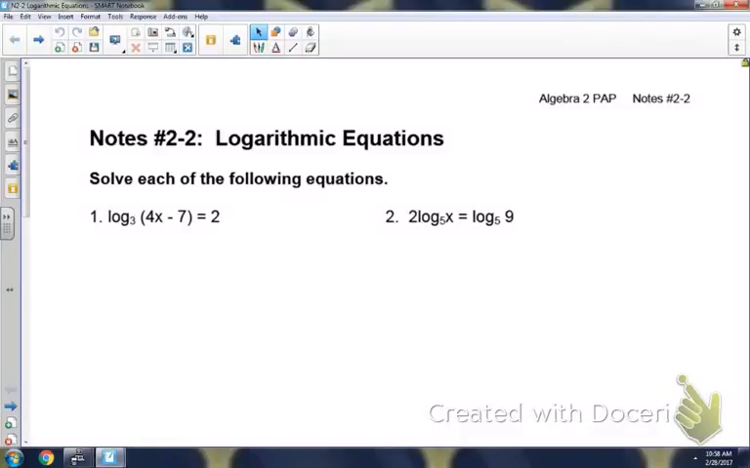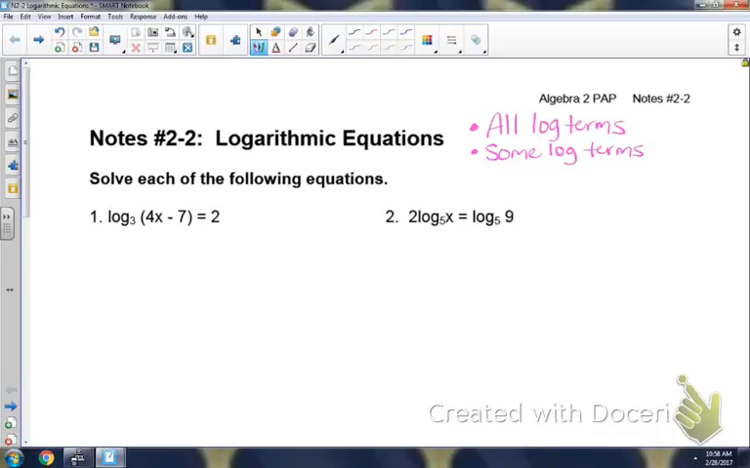All right, so on notes 2-2, we're going to be looking at logarithmic equations. This unit, there's going to be 3 different types of equations that we're going to be looking at. There's going to be some equations that have all log terms. There will be some that have some log terms. And then on the next notes, we're going to look at no log terms, which will be exponential equations. Okay, so those are the different types of equations that we're going to be looking at this unit.